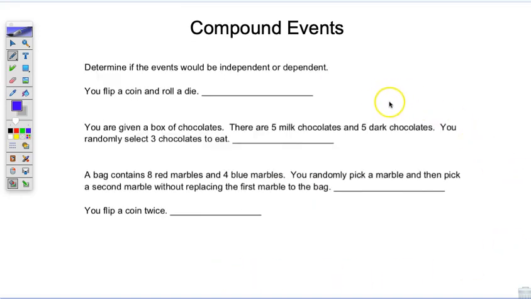Determine if the events would be independent or dependent. You flip a coin and you roll a dice. These would be considered independent.